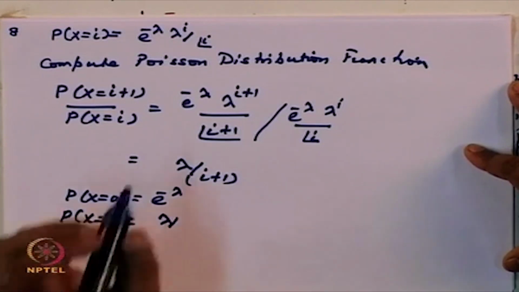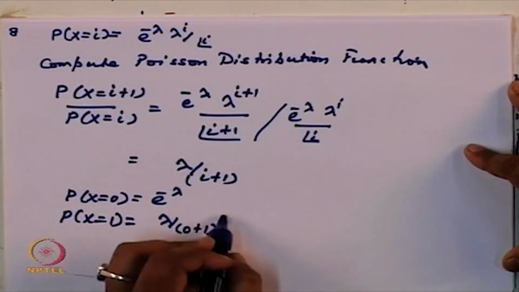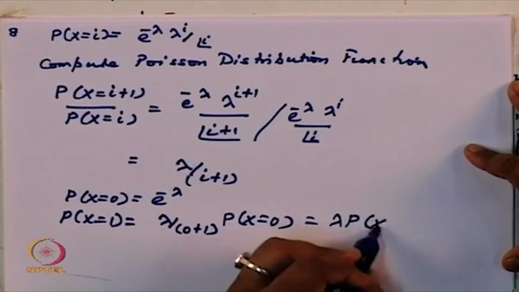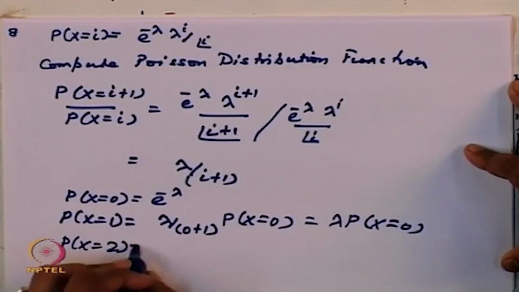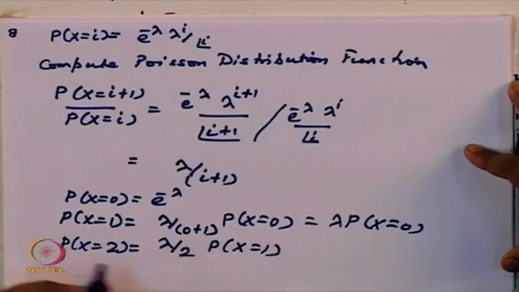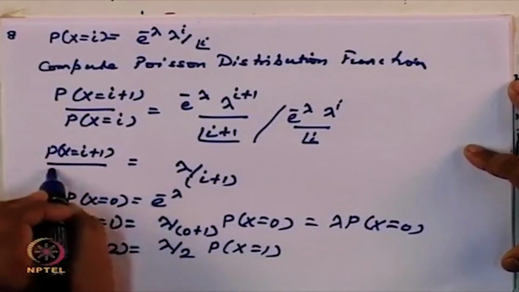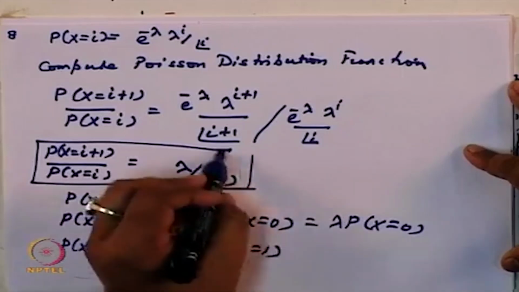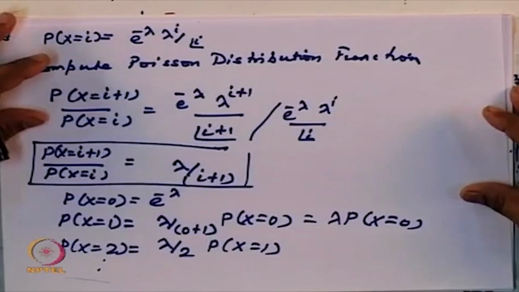For x equal to 1, i is 0. So, 0 plus 1, into p of x equal to 0. This is nothing but lambda into p of x equal to 0. For p of x equal to 2, accordingly we plug in the values, it will be lambda by 2 into the probability of x equal to 1. So, using this particular expression, you can write down the recursive form of calculating this probability, and so on and so forth.